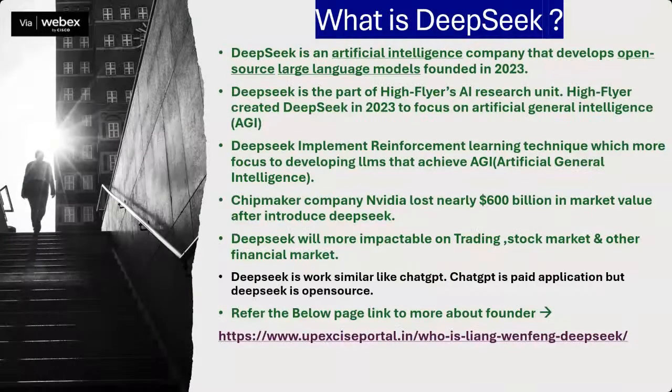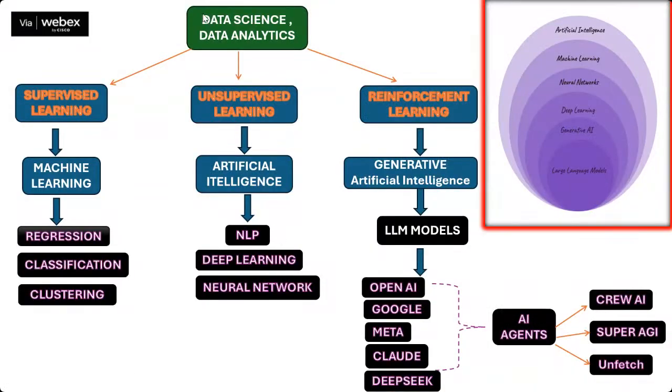Next one. What is DeepSeek? It is an AI company that develops open source large language models, founded in 2023. We are in 2025, so it's just one year back. DeepSeek is part of the Hive AI research unit. There is a company called Hive, and its AI research unit created DeepSeek to focus on artificial general intelligence, AGI. DeepSeek implements reinforcement learning techniques. Which techniques, guys? Just now I explained.